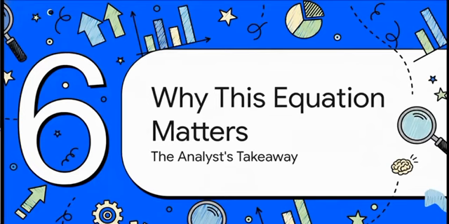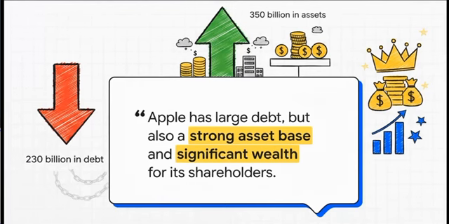Okay, so the math works. We see that it balances, but so what? What's the story here? As an analyst, what does this actually tell me about the health of Apple as a business? Well, this is the core takeaway. Yeah, $230 billion in debt is a staggering number for sure. But when you see it's backed by $350 billion in assets, the picture changes completely. It tells you Apple has more than enough to cover its debts. And that $120 billion in equity? That's pure, unencumbered value that belongs to its shareholders. It shows a company that's incredibly strong.